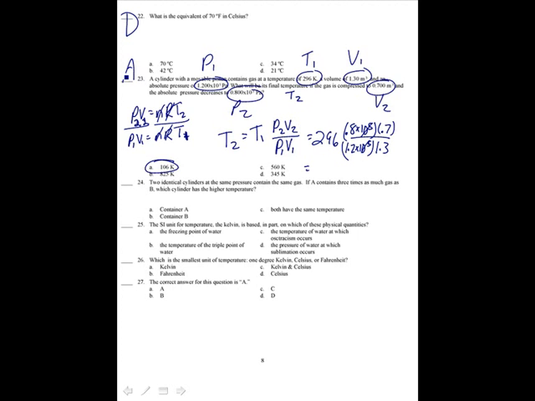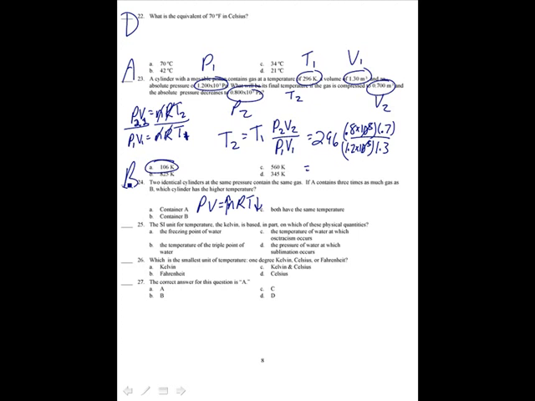All right, two identical cylinders of the same pressure contain the same gas. If A contains 3 times as much, which has the higher temperature? Well, PV is equal to nRT. If n goes up, that means that T goes down. So A has more gas, so it has a lower temperature, so that must be B has the higher temperature.